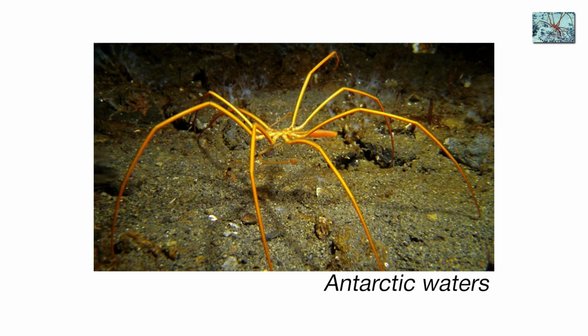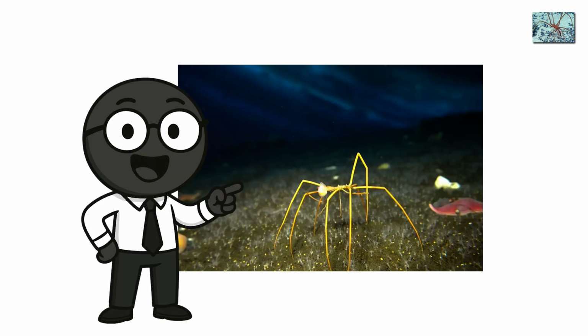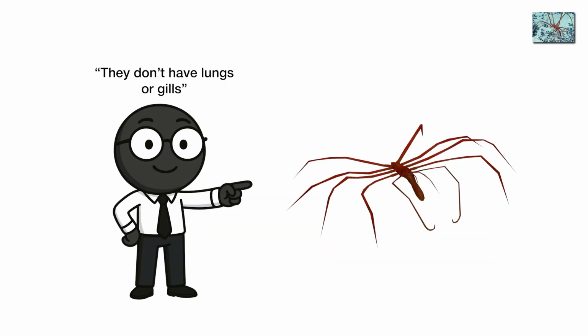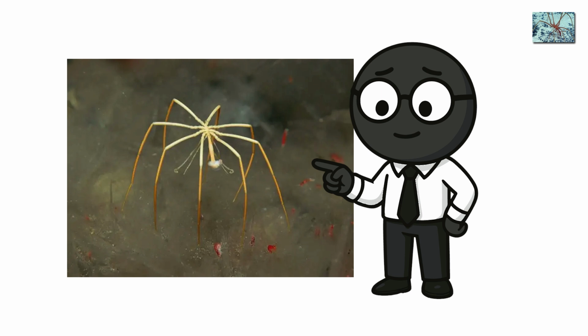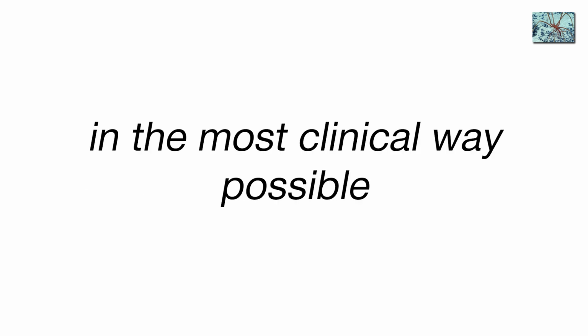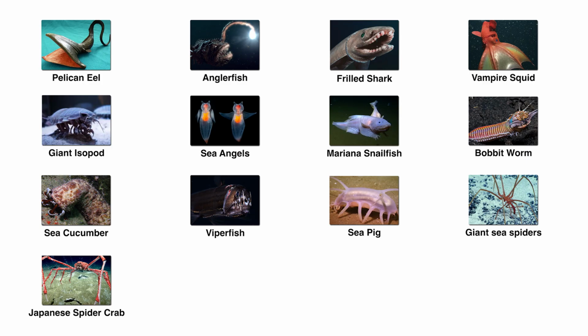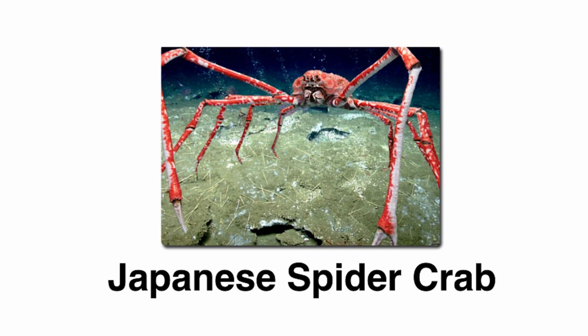Found in Antarctic waters, they move slowly through the dark, using a straw-like mouth to suck the juices from worms and sponges. Their slow, deliberate motion makes them look like skeletons in slow motion. They don't have lungs or gills. Oxygen just diffuses through their exoskeleton. The colder the water, the bigger they get, which is why Antarctica has the largest ones. They're silent, efficient, and creepy in the most clinical way possible. Nature's underwater horror props.